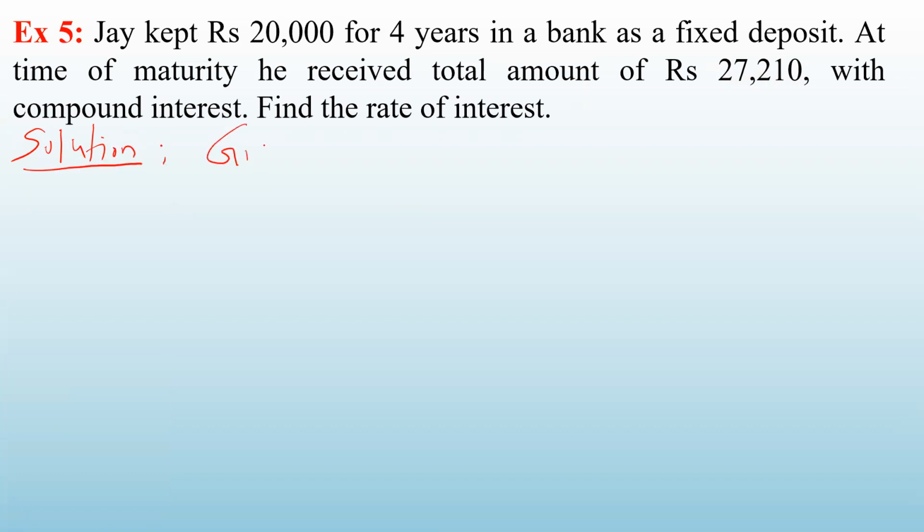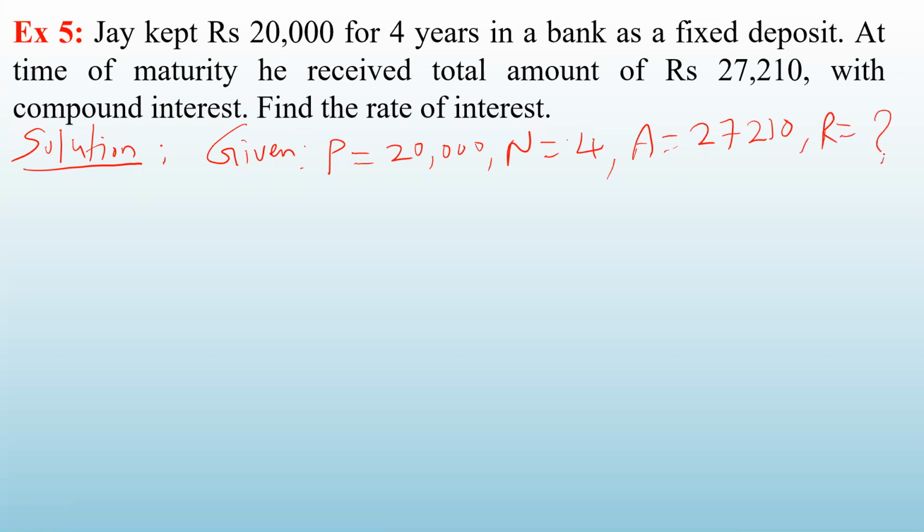So let us write down what is given to you. Jay kept rupees 20,000. This is the principal amount, so P is equal to 20,000. For how long? For 4 years. So N is equal to 4. At time of maturity, that means after 4 years, he received 27,210. So this is the value of A. You have to find out the rate of interest. You have to calculate R. So put a question mark here.